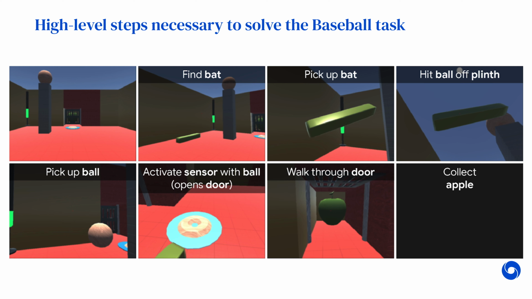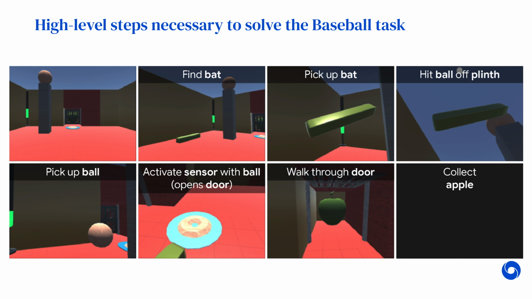For example, to solve the baseball task, the agent must find the bat, pick it up, use the bat to hit a ball off a plinth, pick up the ball, and use it to activate the sensor, which opens the door. Then the agent must walk through the door and collect the apple. Each step in this sequence must be completed in order and must be implemented by the agent as a sequence of low-level actions. There is no option structure available to the agent.